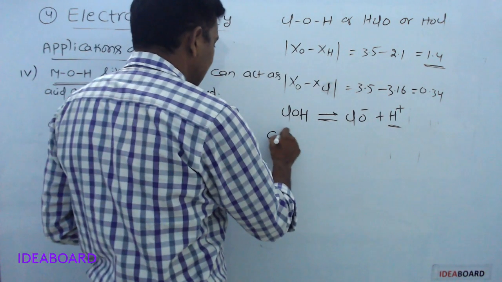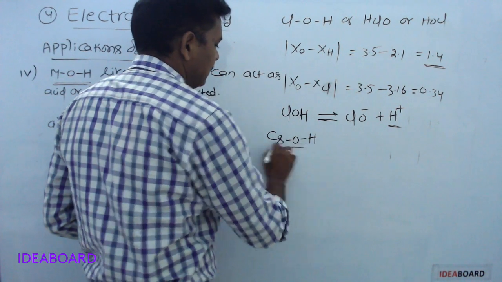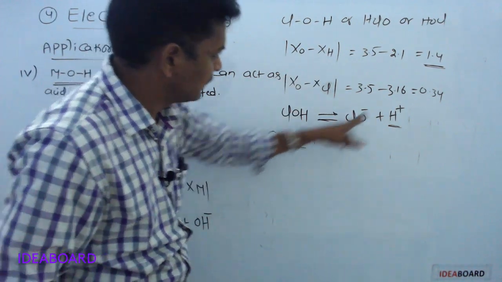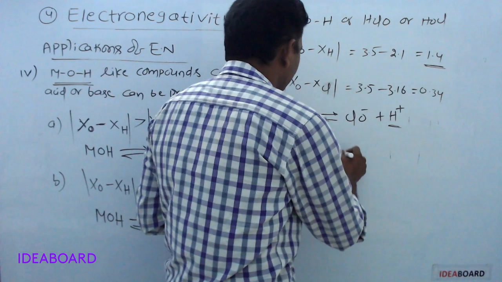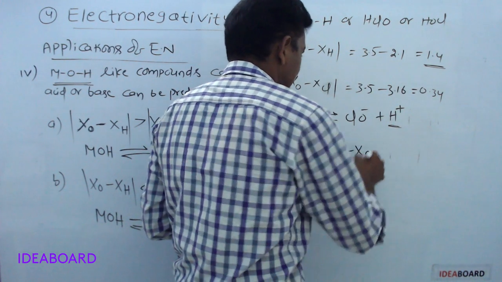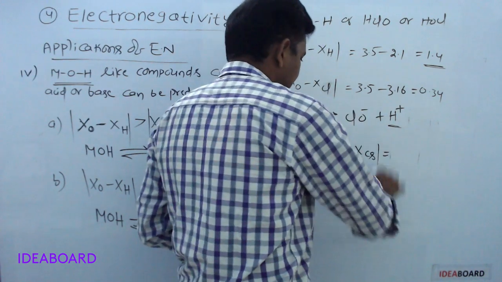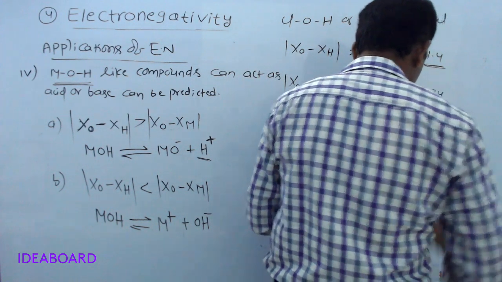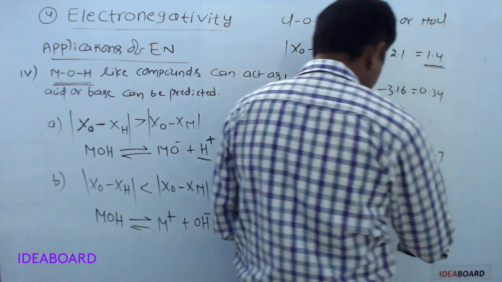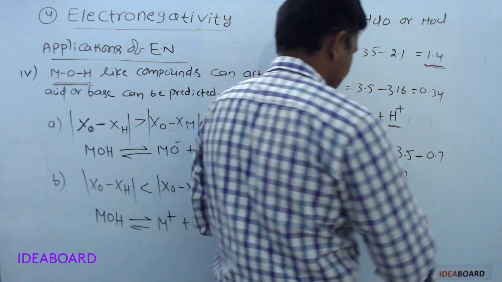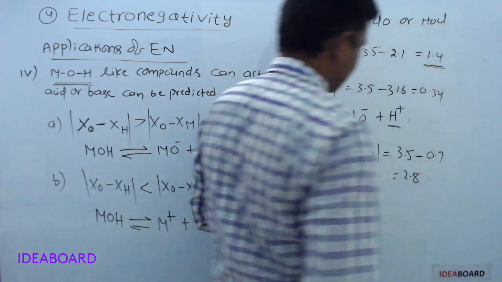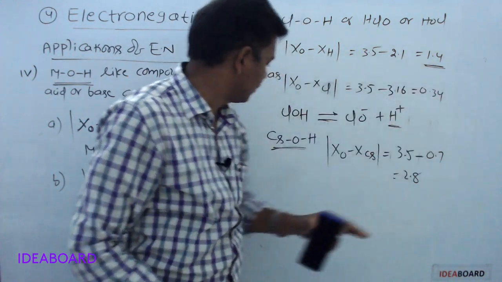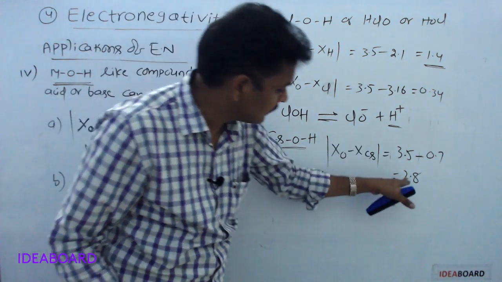If we take CsOH, here also, see XO minus XH. XO minus XH is 1.4. Then calculate XO minus XCs. The electronegativity of oxygen is 3.5 minus the electronegativity of cesium, 0.7. That value is 2.8. So XO minus XH is 1.4, but XO minus XCs is 2.8.